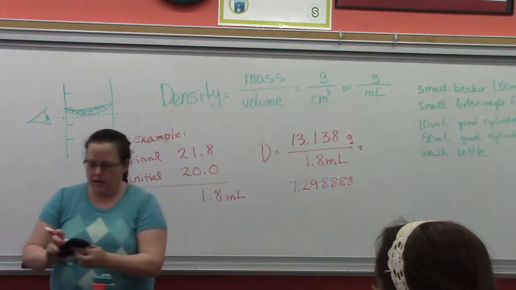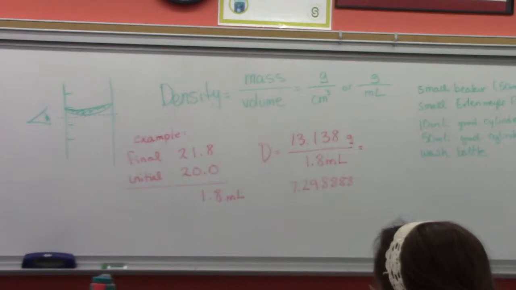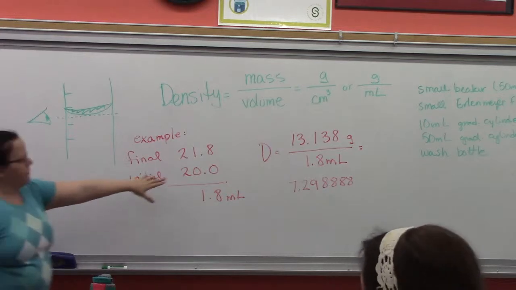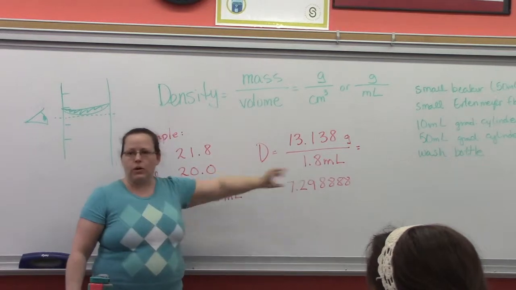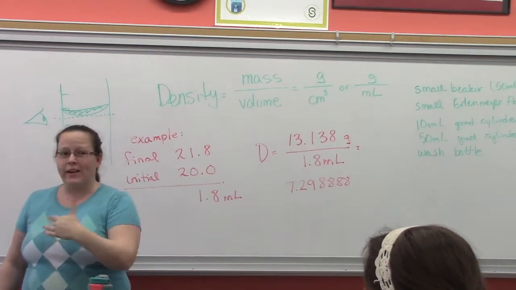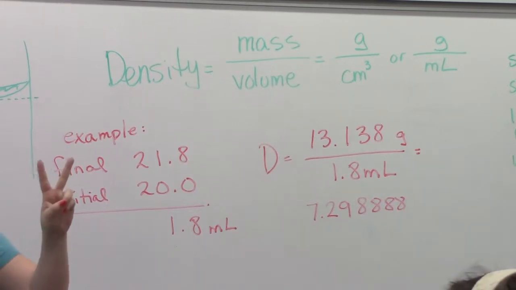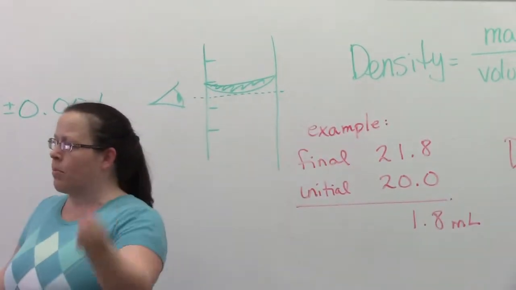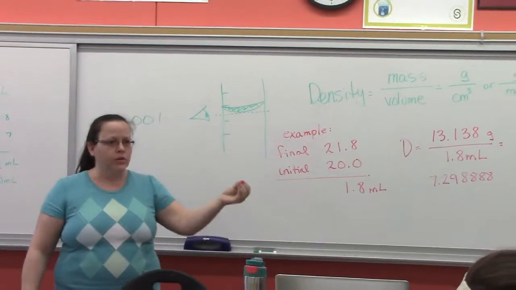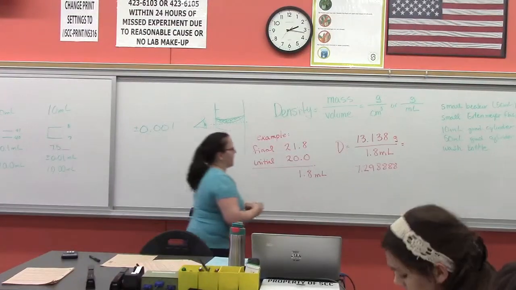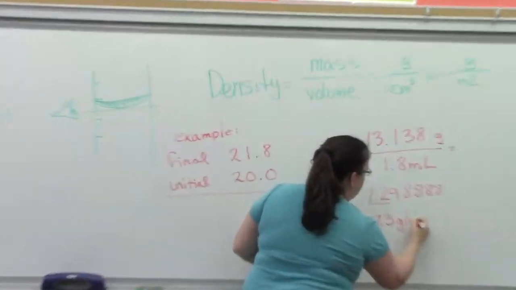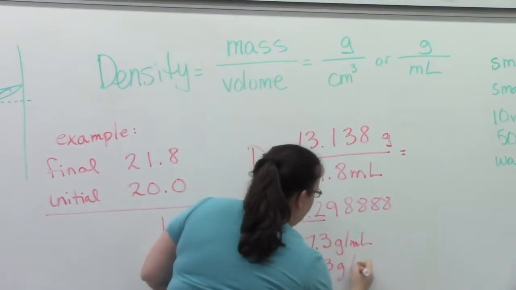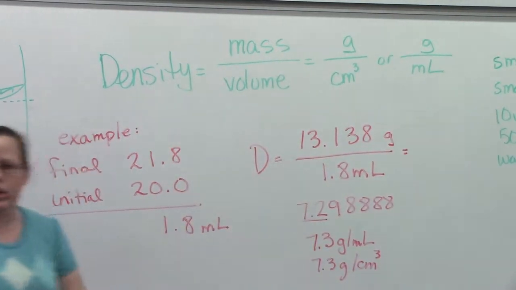I get 7.29888888, whatever, right? So what's our rule for multiplication and division when we're talking about significant digits? Smallest amount. My mass number has 5 significant digits, but my volume number only has 2. So my final answer only gets 2 significant digits. I can't have an answer that's more precise than the measurement I used to get that value, right? So I get the 7 and the 2. Because there's a 9, that becomes 7.3 grams per milliliter, or 7.3 grams per centimeter cubed.